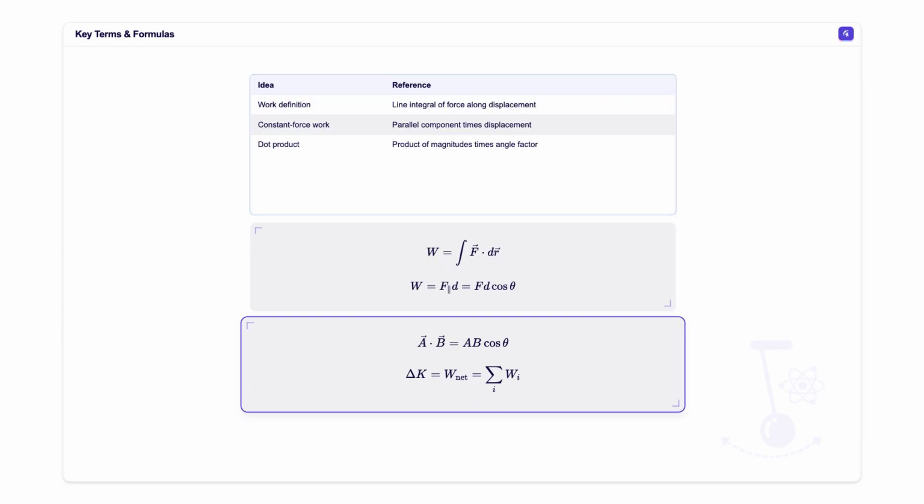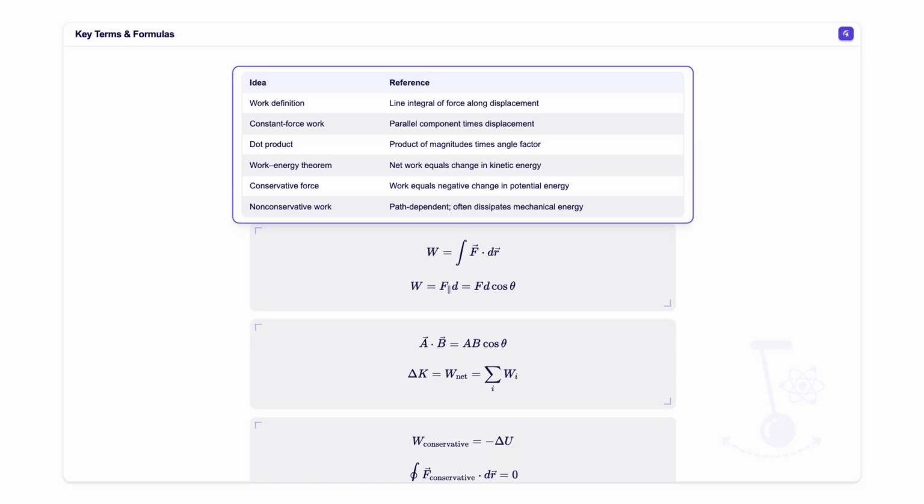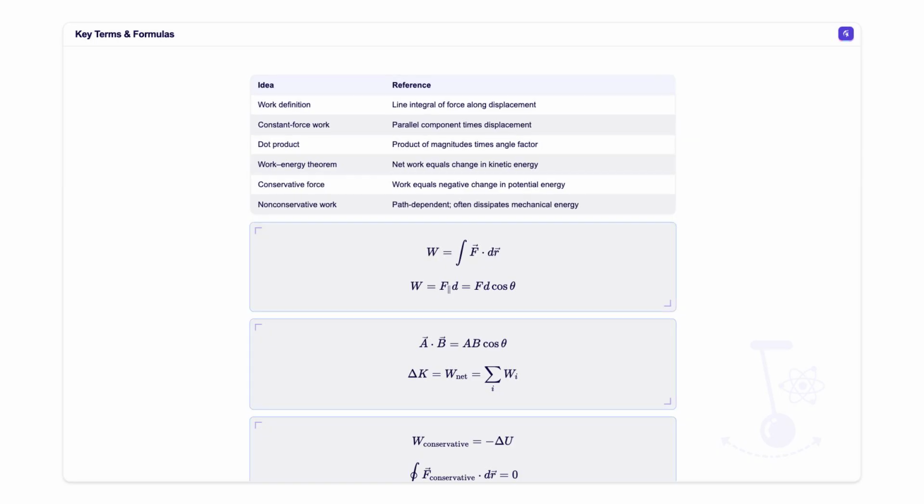This is your main bridge from forces to speed changes. For a conservative force, the work equals negative change in potential energy. Conservative also means the work around any closed path is zero, so only the starting and ending positions matter. Non-conservative work is path-dependent. Friction and air resistance are the common examples, and they often dissipate mechanical energy into thermal energy or sound. Keep these distinctions sharp: constant versus variable force, net work versus individual work, and conservative versus non-conservative.